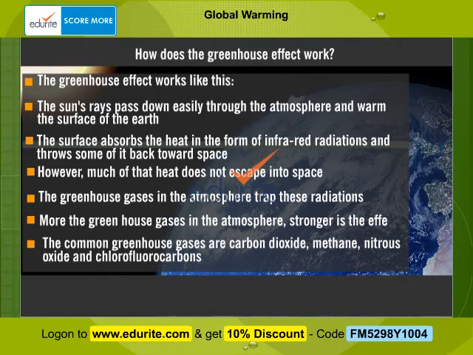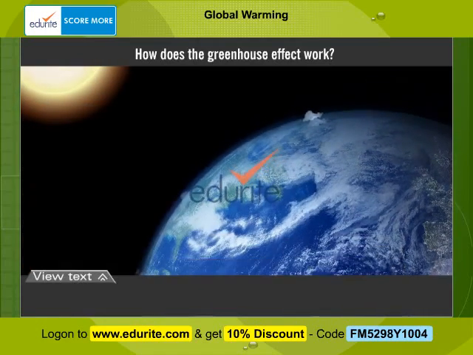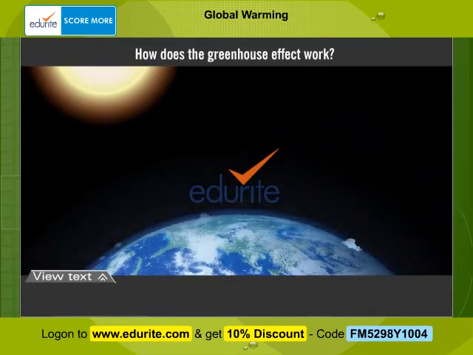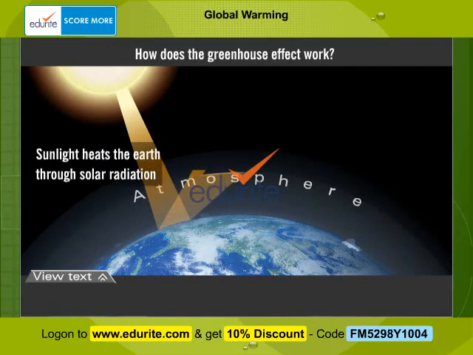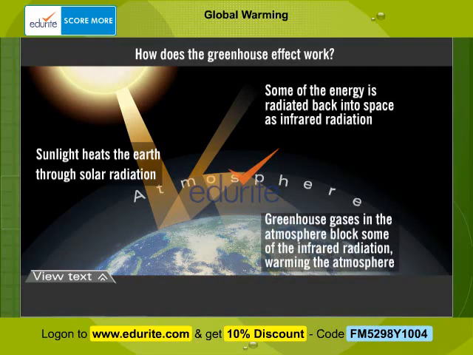How does the greenhouse effect work? The greenhouse effect works like this. The sun's rays pass down easily through the atmosphere and warm the surface of the Earth. The surface absorbs the heat in the form of infrared radiation and throws some of it back towards space. However, much of that heat does not escape into space. The greenhouse gases in the atmosphere trap these radiations. The more the greenhouse gases in the atmosphere, the stronger the effect. The common greenhouse gases are carbon dioxide, methane, nitrous oxide, and chlorofluorocarbons.